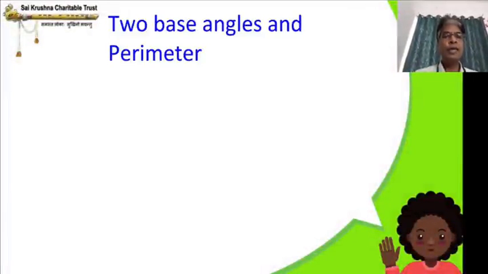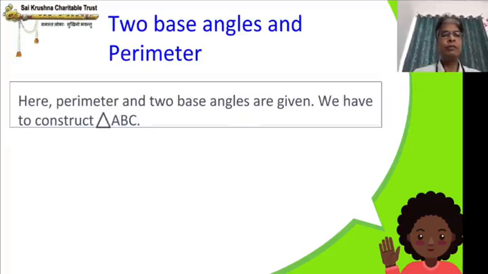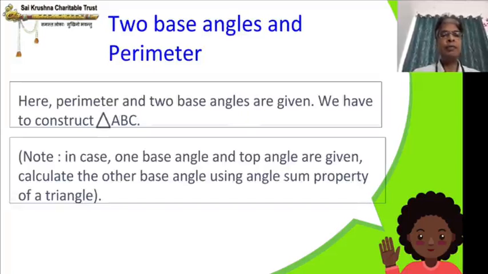Two base angles and perimeter. In this part we are going to see how to construct a triangle where two base angles are given and a perimeter is given. So given the perimeter and base angles, we have to construct triangle ABC.